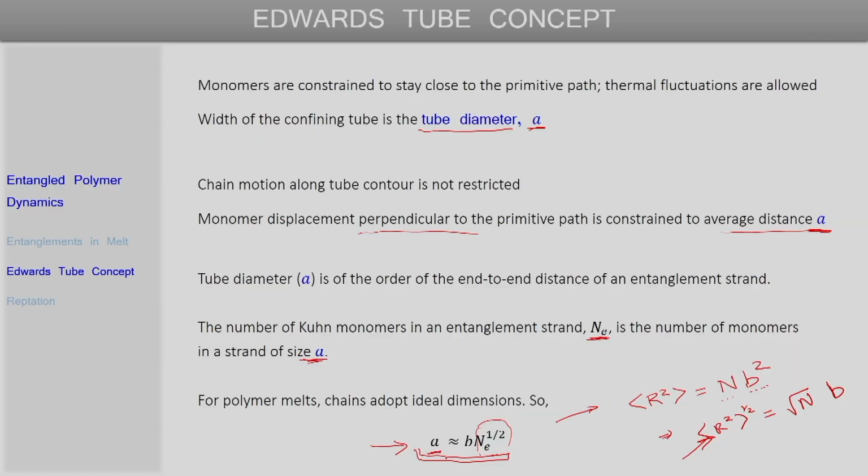So, we see that this tube diameter a is of the order of b, which is the Kuhn length, times square root of the number of Kuhn monomers present in a given entanglement strand. So, again it should be emphasized that Ne is the number of Kuhn monomer units present in an entanglement strand and not in the full polymer chain. A given polymer chain will be composed of many entanglement strands, and this number Ne corresponds to just a single entanglement strand. So, now that we have this expression, we can think of our confining tube.